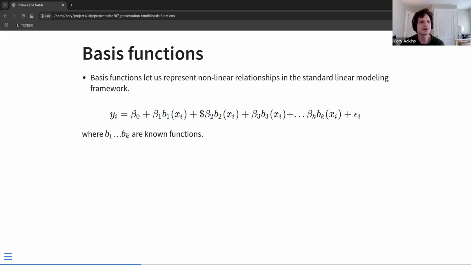But the key difference with this setup is that instead of observed covariates, whether a scalar, a vector, or a matrix, you instead have a function that takes a covariate as an input. So there are the beta coefficients that we know and love, and then there are these B functions that take each observation as an input, and that allows them to represent nonlinear relationships, depending on the function.